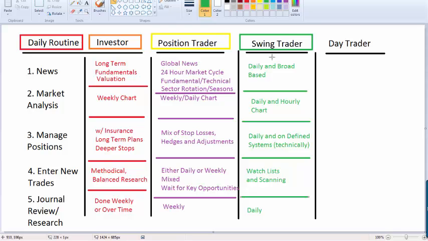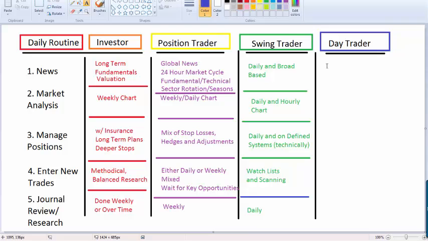Now, the day trader, and yes, I do know the next one is blue. The day trader is a time frame that not everybody should want to work with. But some people are going to do it in such a good way, and some people like the control.